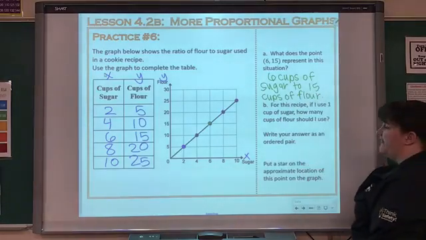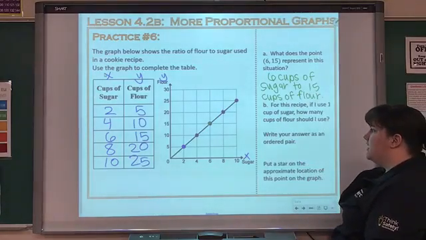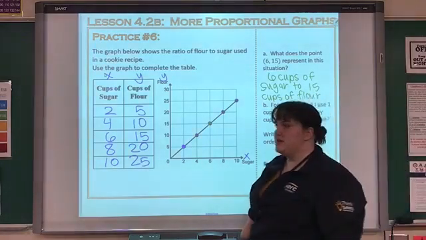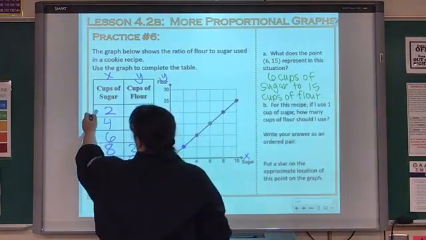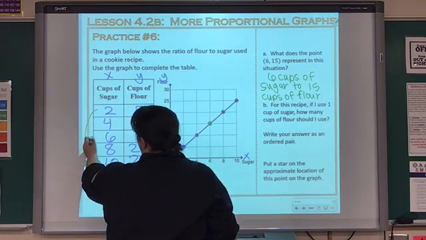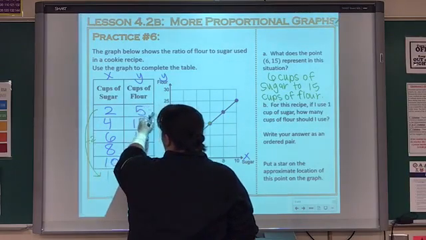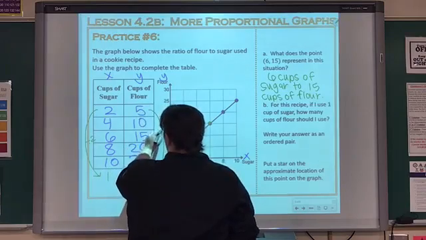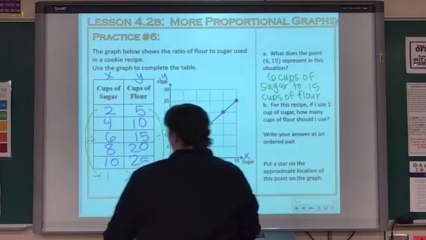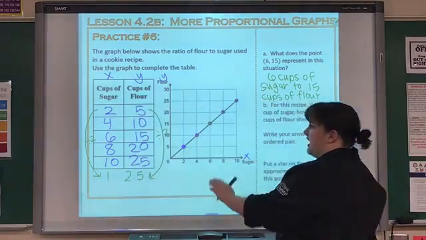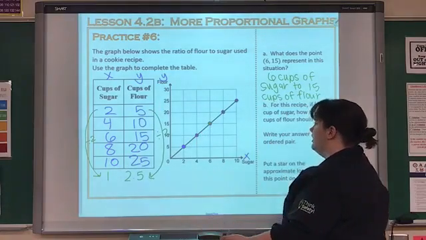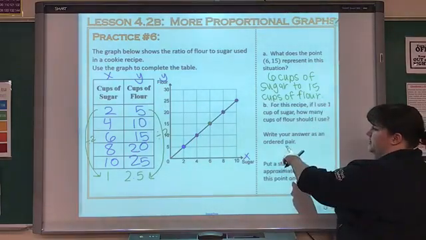For this recipe, if I used 1 cup of sugar, how many cups of flour should I use? Well, this is like finding our unit rate. So, if we started out with 2, to get from 2 to 1, I can just divide by 2. And then whatever I do to one side, I have to do to the other side. 5 divided by 2 is 2.5. Which means that I would have 2.5 cups of flour for every 1 cup of sugar, and it wants us to write our answer as an ordered pair.